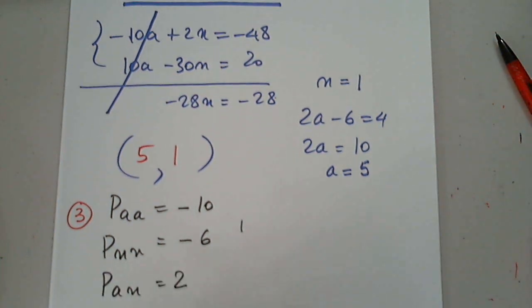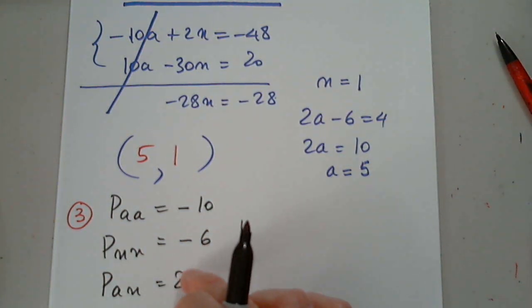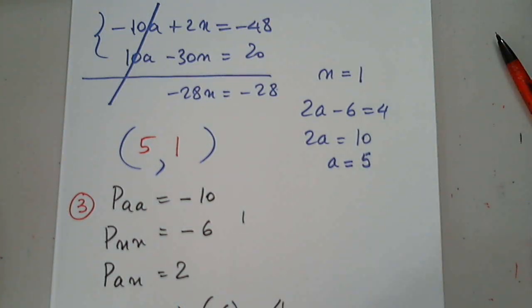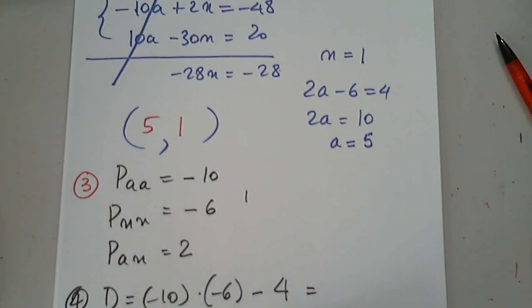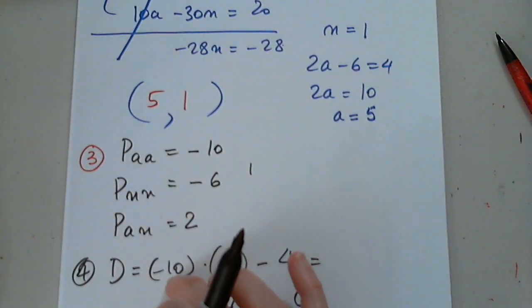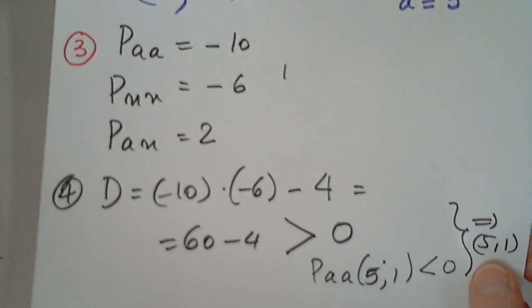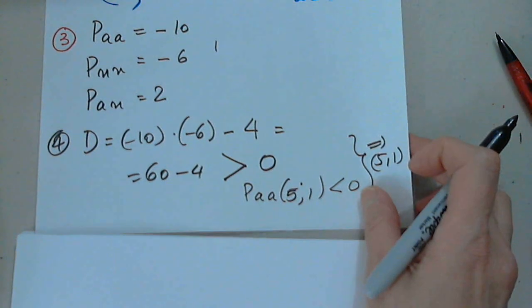So in step 4, we have D equals FXX times FYY minus FXY squared. Since this is 60 minus 4, I don't care what the number is. The result is positive, and PAA at 5, 1 is negative. What do we conclude from here about 5, 1? What does it give? It's a max.